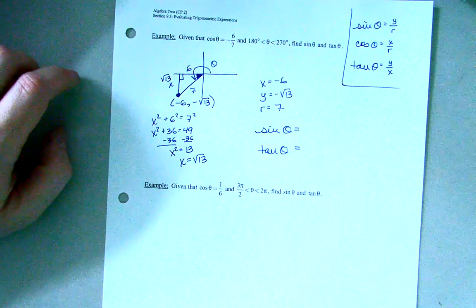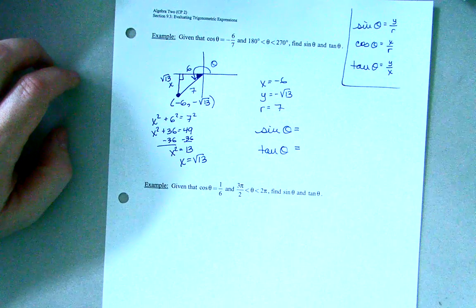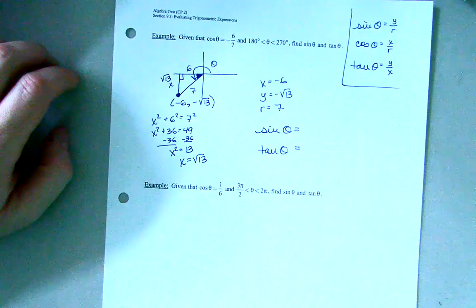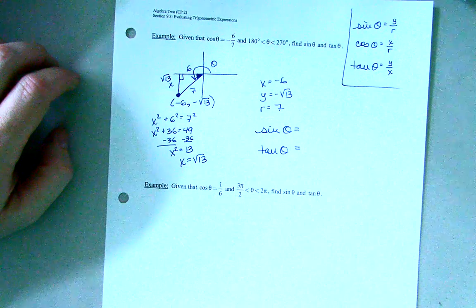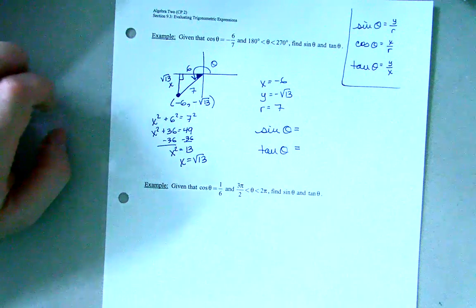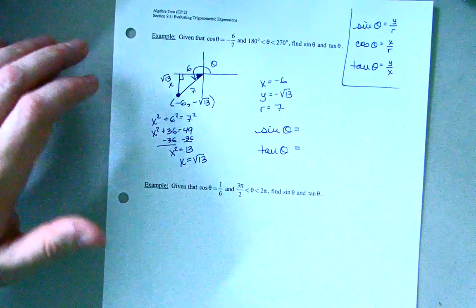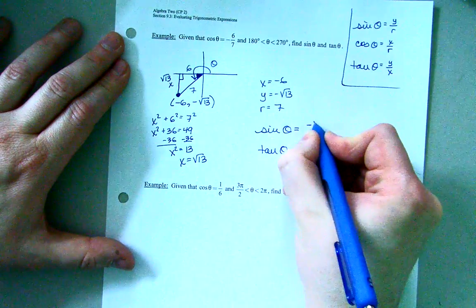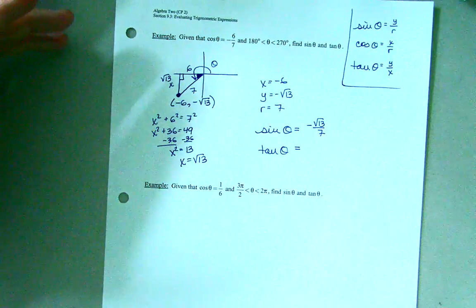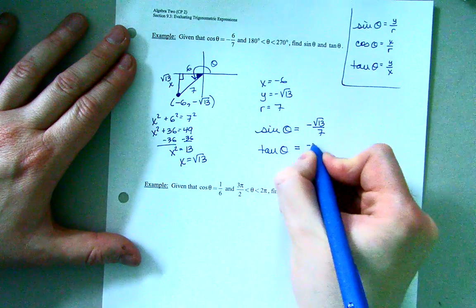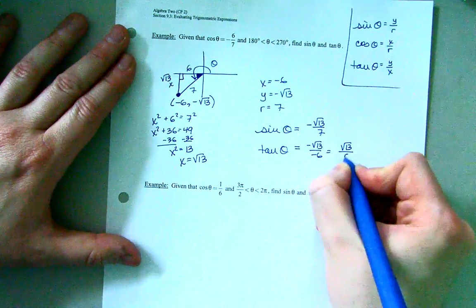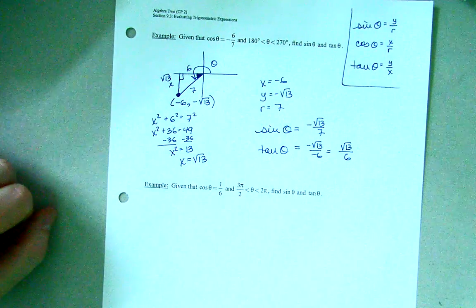Eric, what do you have for the sine of theta? I'm not crazy about that for sine. I think sine should be the y over the r. I think you might have done y over x. So what would it be if it's y over r? Negative root 13 over 7. And Eric did give us the tangent of theta, the y over the x, so negative root 13 over negative 6. But we are going to simplify that down to positive root 13 over 6.